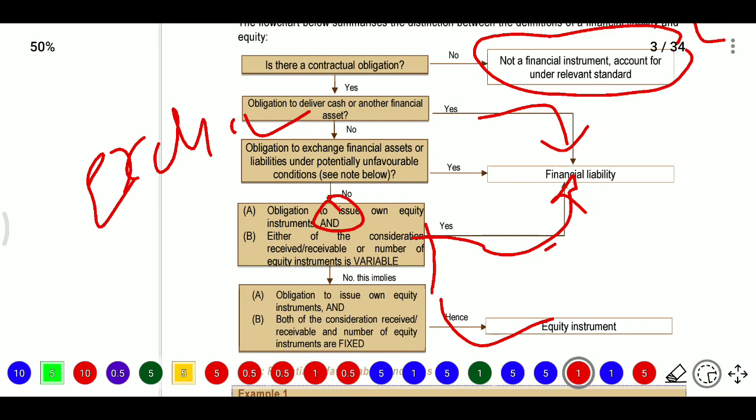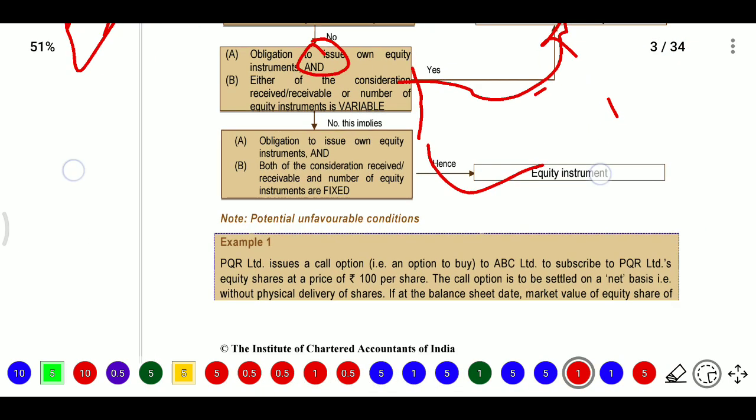Firstly, we have a contractual obligation. If that contractual obligation may deliver cash or another financial asset, then it will become a financial liability. Next, we are exchanging financial assets or financial liabilities because of potentially unfavorable conditions; because of unfavorable conditions it will become a financial liability. If not for unfavorable conditions, you are in a regular term, and you have an obligation to issue own equity shares at a variable number of equity instruments for a fixed amount, then it will become a financial liability. If you are issuing a fixed number of equity shares, then it will become an equity instrument.